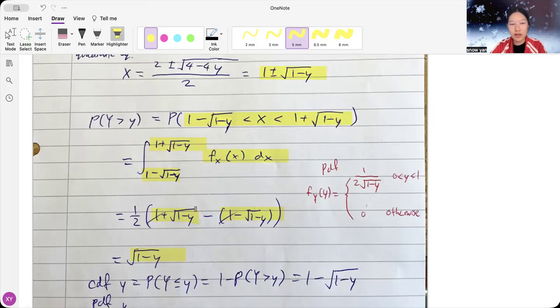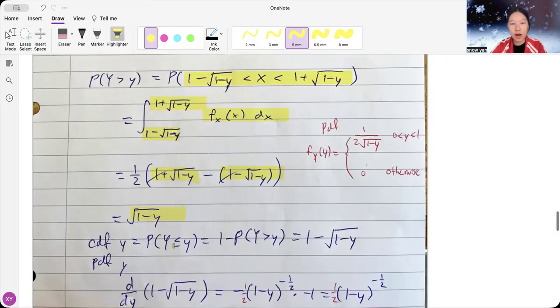And from here, what we have is, okay, if we have this thing, right, P(Y greater than y). So then for the CDF, it would be P(Y smaller than or equal to y). So this is just complementary counting, and it would just be 1 minus that part, right? So it would just be 1 minus of this answer over here.